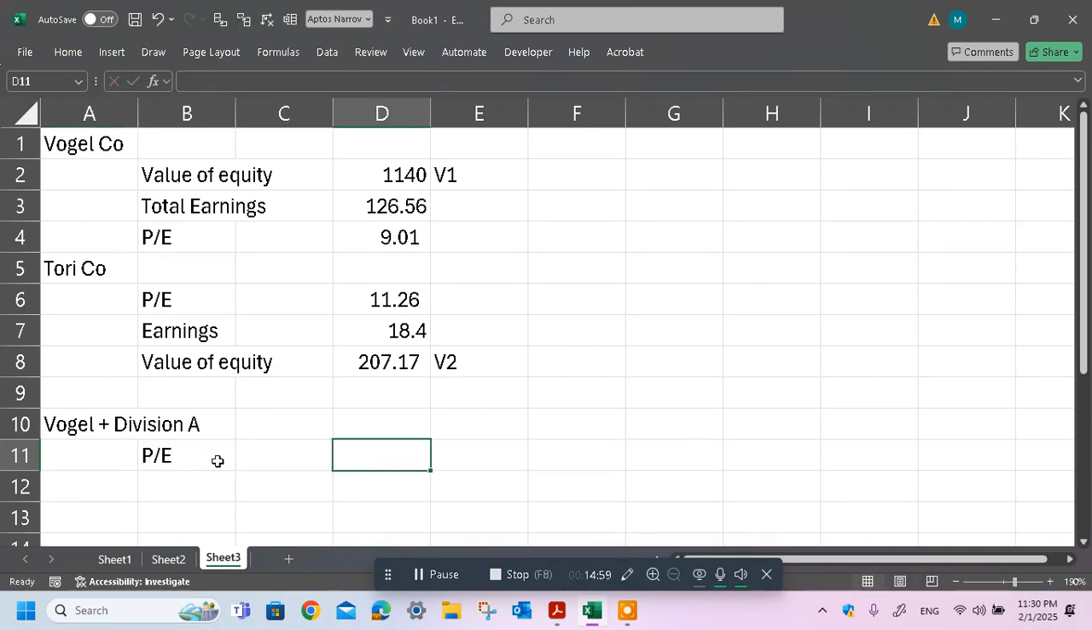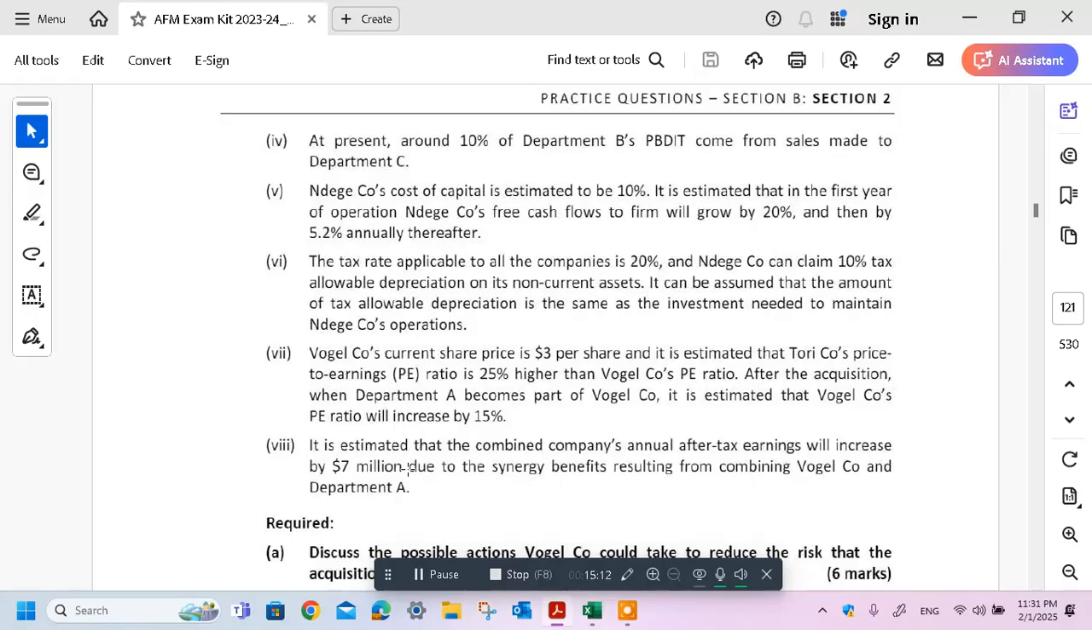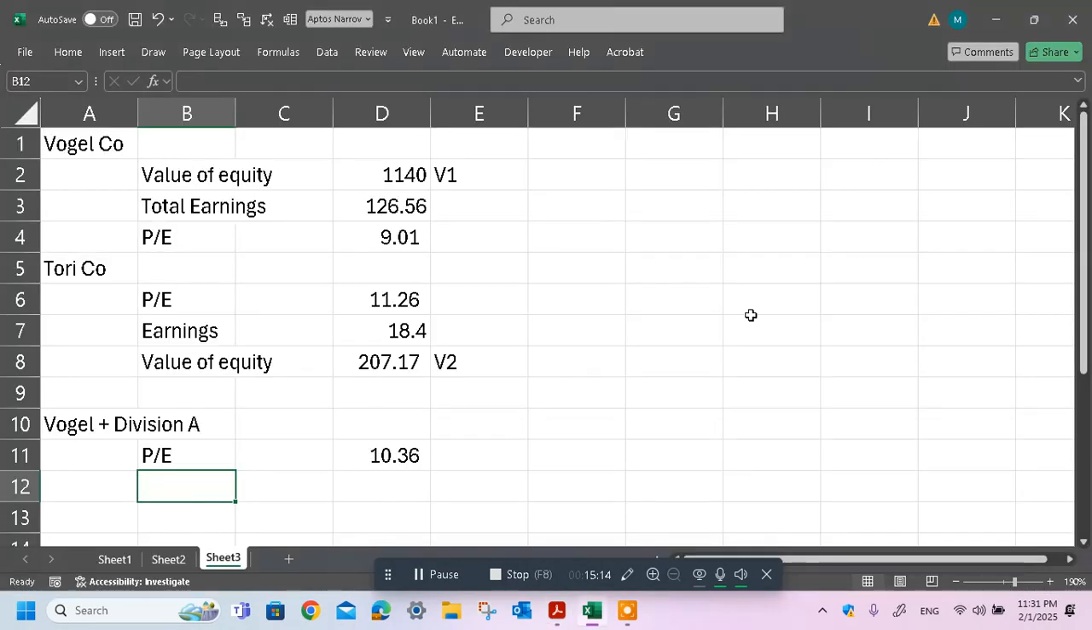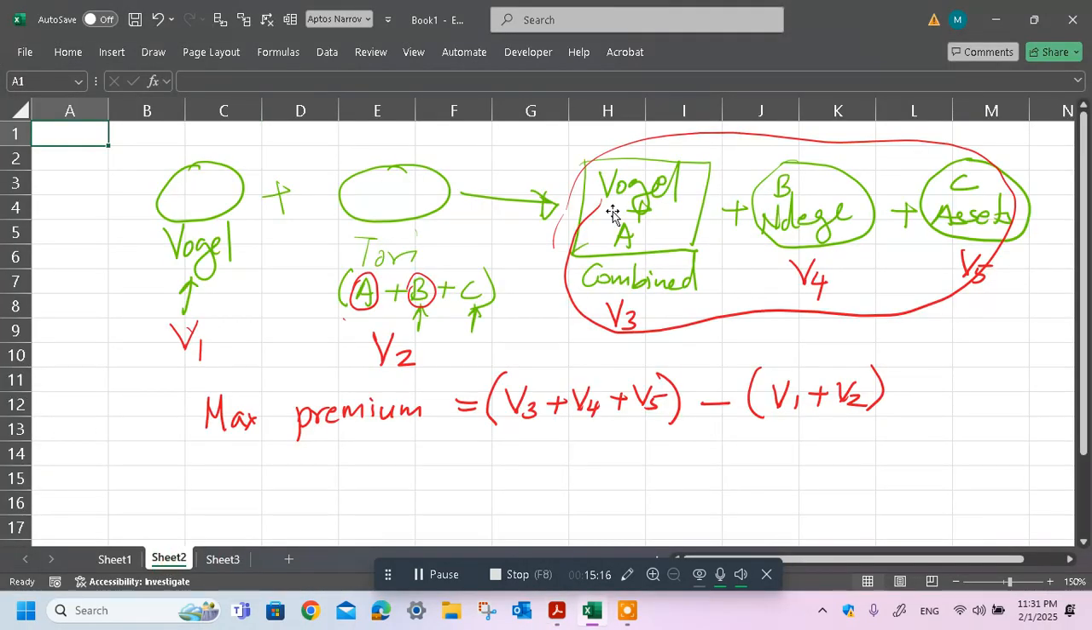PE. Vogel's PE is this, 15% higher. 10.36 is going to be the PE ratio. Then let's find the earnings. Earnings: Vogel plus Department A, right? So Vogel's earnings will be included. Tory, I need to find out whatever the division A's earnings will be included. And there could be some synergy benefits.